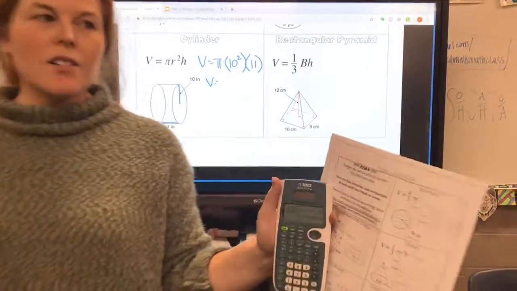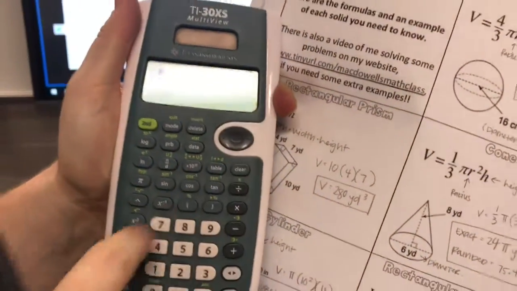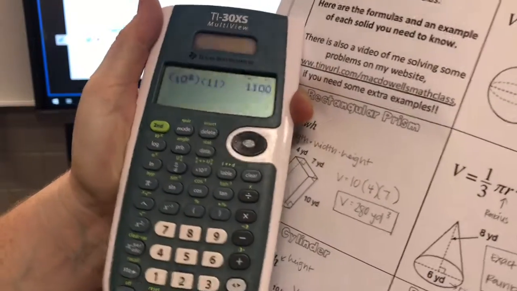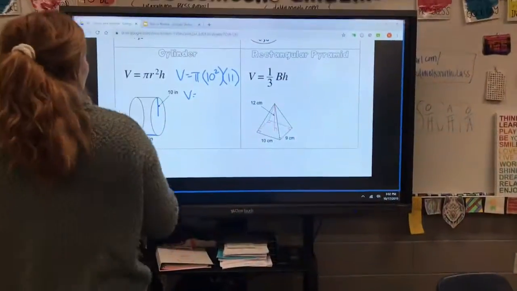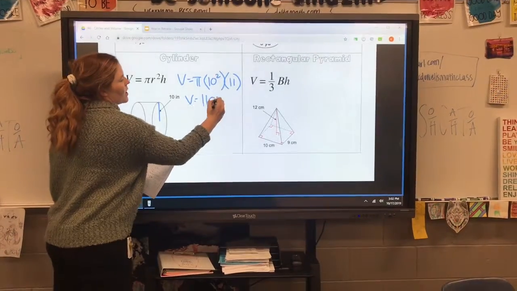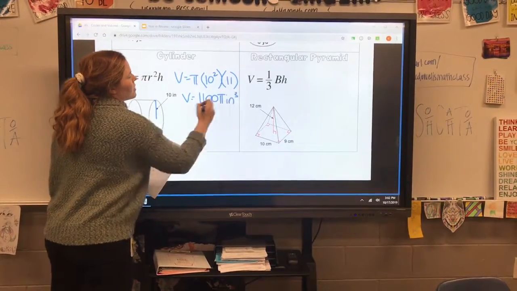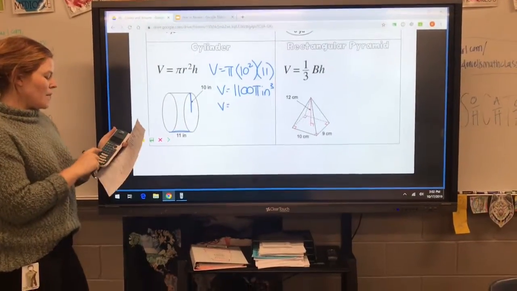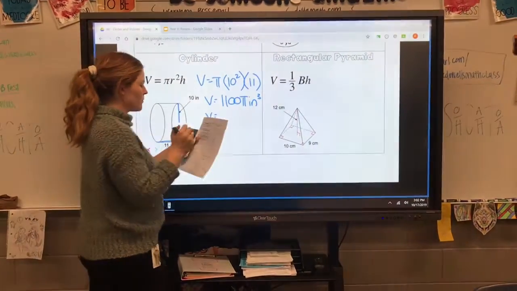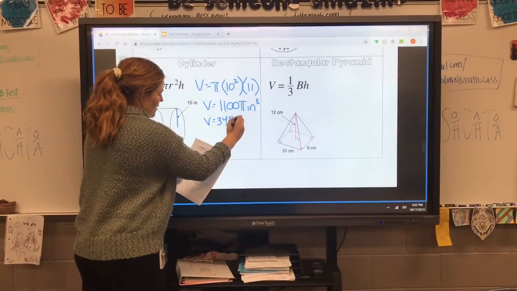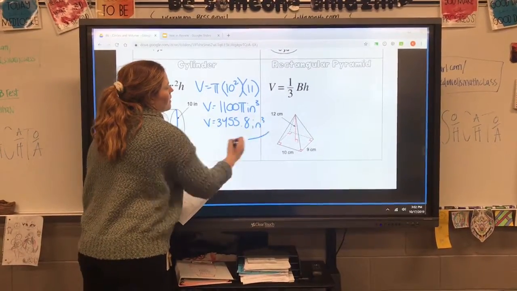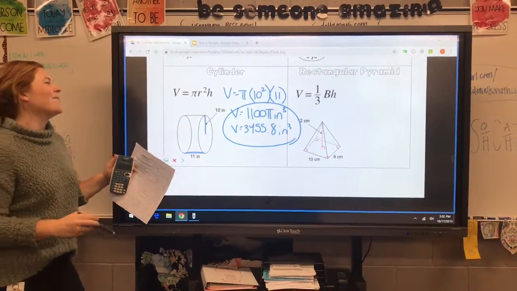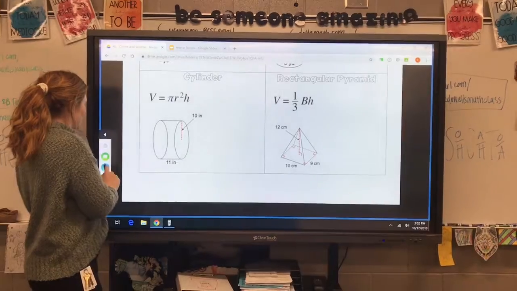Again, we're going to do an exact and a rounded answer. So I'm going to ignore pi at first, hit 10 squared times 11, and we get 1,100. So 1,100 pi inches cubed. That is my exact answer. And when I multiply that by pi, I get 3,455.8. Is this legible? Yeah. Okay. Yes, Miss McDowell.